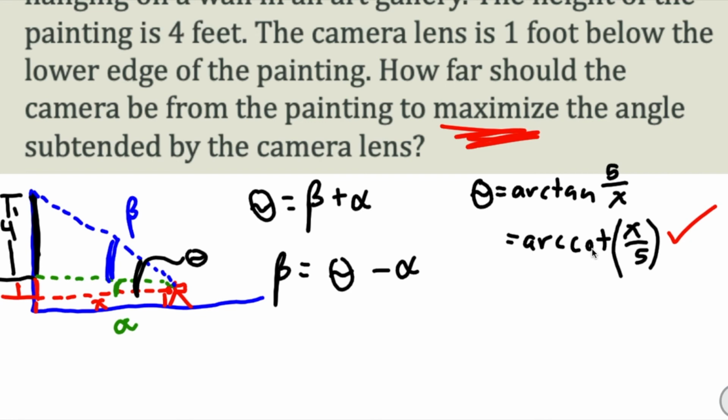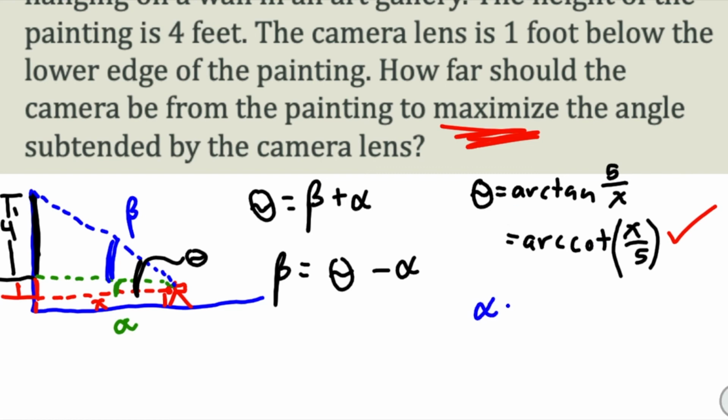It would still give you the same answer if you use this one, but the derivative of 5 over x is harder to do than the derivative of x over 5. The derivative of x over 5 is just 1/5. But the derivative of 5 over x, that's negative 5 over x squared, which is harder to do. So I'm going to use the one that I have the red check mark by.